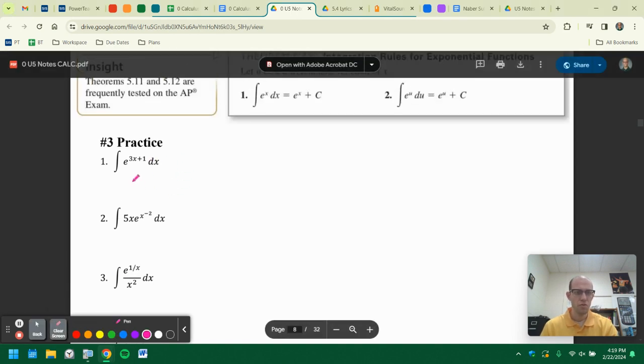So it looks like my u for this is going to be 3x plus 1. My du will then be 3 dx. So I want a 3 in here, which means I need a 1/3 out here to make it all balanced. So that would make it the 1/3 integral of e to the u du. And the integral of that is itself. And then plugging back, plus c, don't forget that. And then plugging u back in, it's 3x plus 1.